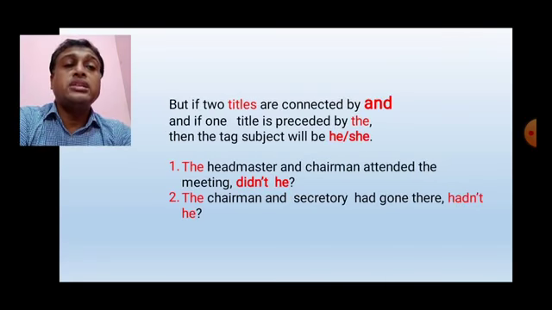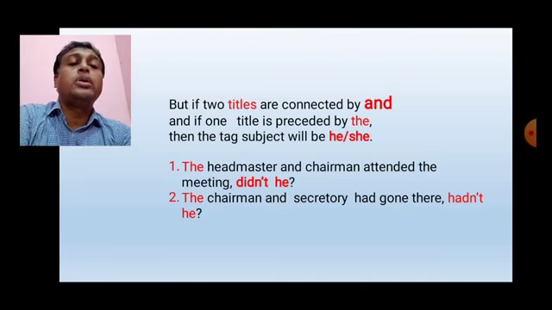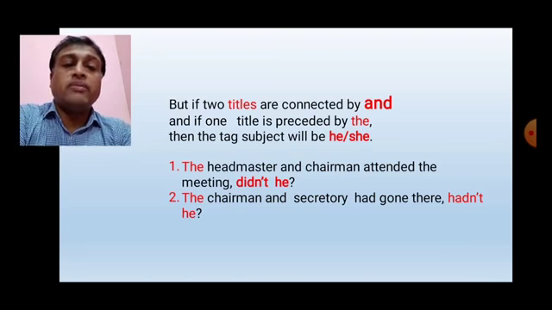But if two titles are connected by and, if one title is preceded by the, then the tag subject will be he or she. Look at the example. The headmaster and chairman attended the meeting. Here we find two titles. The first one is headmaster and the second one is chairman, and the two titles are connected by and. But here only one title is preceded by the. So the tag subject will be he or she.